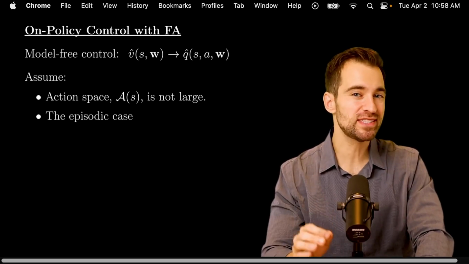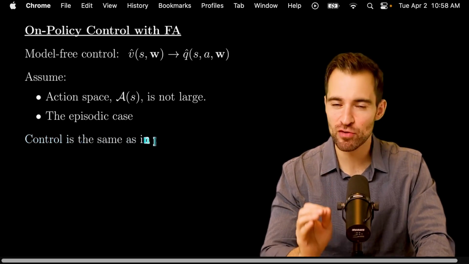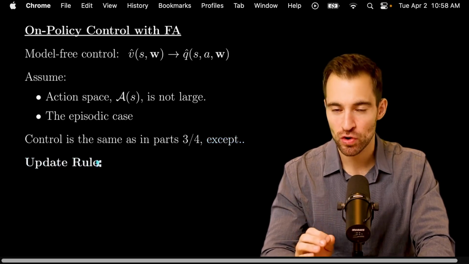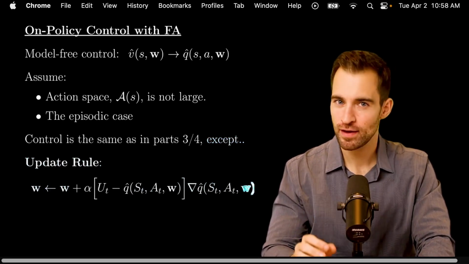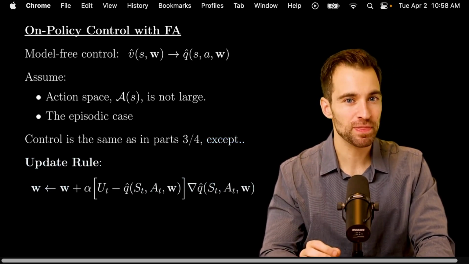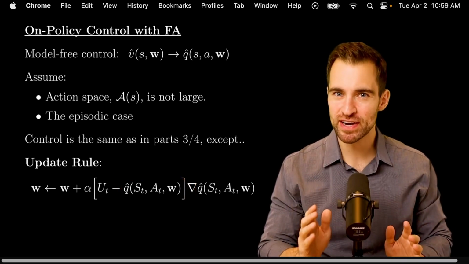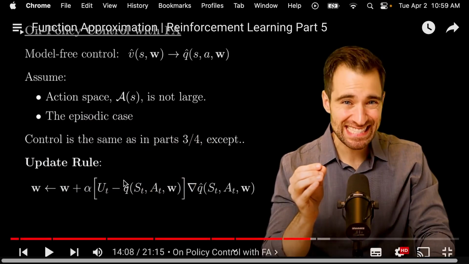With that, we can say that control is just like the algorithms we've seen in parts 3 and 4, with one exception, the update rule, which takes this form. This is just like the update rule we just saw, except we've replaced the state value with an action value. And now we can provide a control method. All you have to do is, before you had V, now you have Q. So instead of learning V of S for every state S, you learn Q of S, A for every state and action.